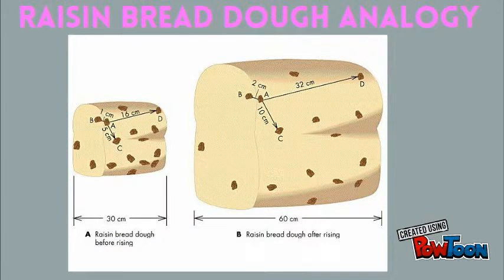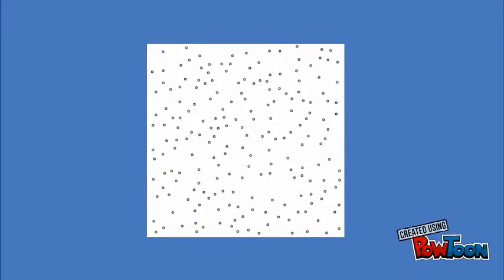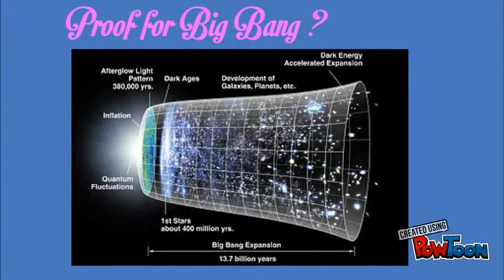Just as the raisins in a rising loaf of raisin bread move away from each other, similarly the space between galaxies increases as the universe as a whole expands. This also meant that at some point all the galaxies must have been close together in the past, and we can now trace this convergence back in time, and this can be used as a possible proof for Big Bang theory.